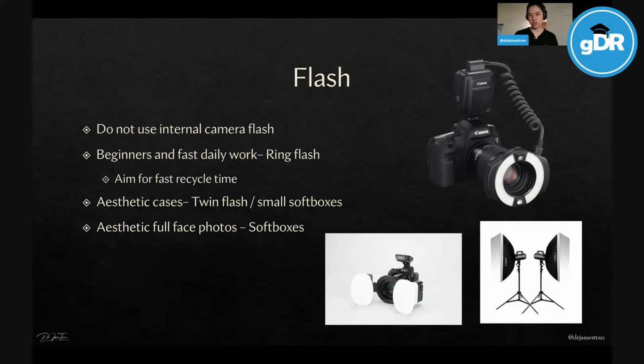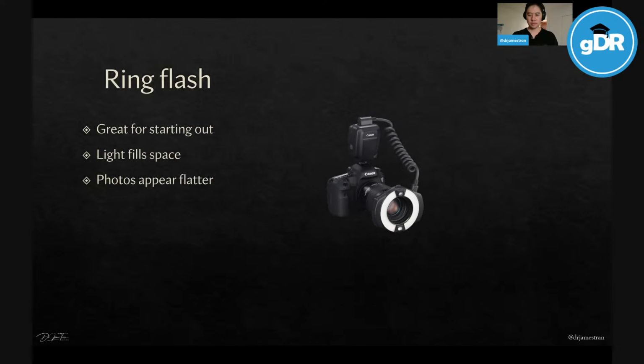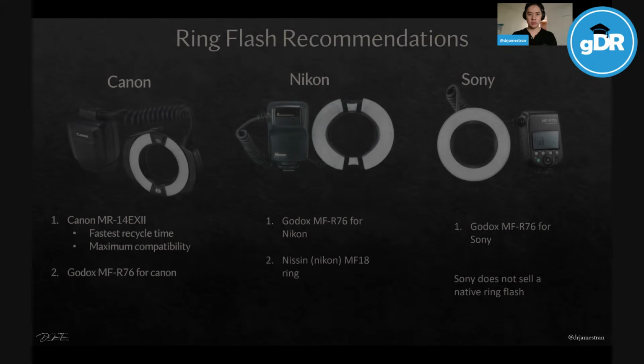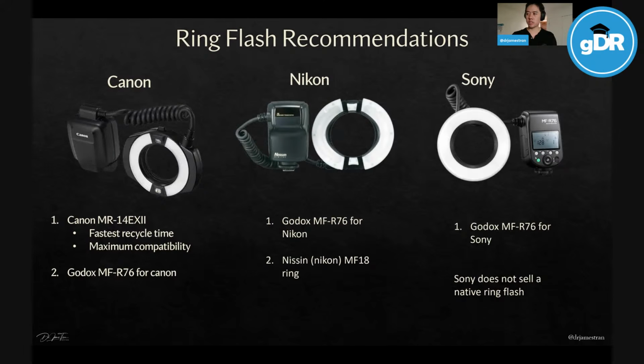Flash, go for external. Yeah, go for native. I'll just go for Canon. You can buy Godox, which is so much cheaper. Godox on the Sony is very good. Godox on the other two brands, questionable. I've heard questionable things. So these are some recommendations if you want to take a photo.